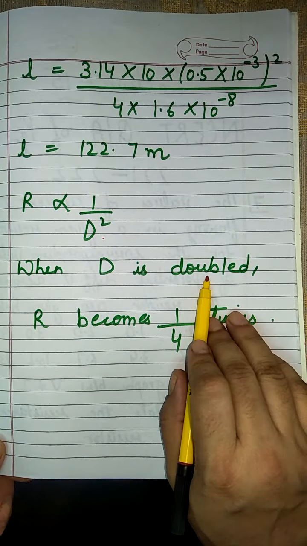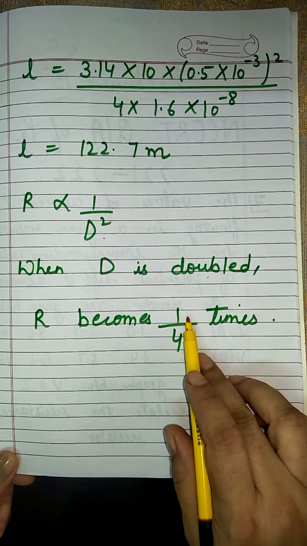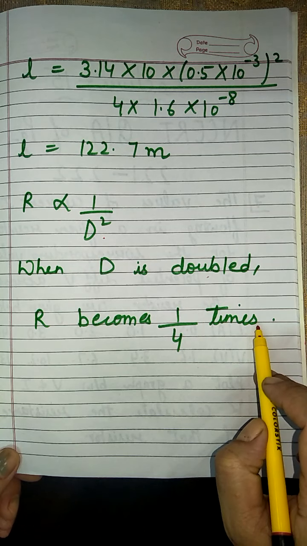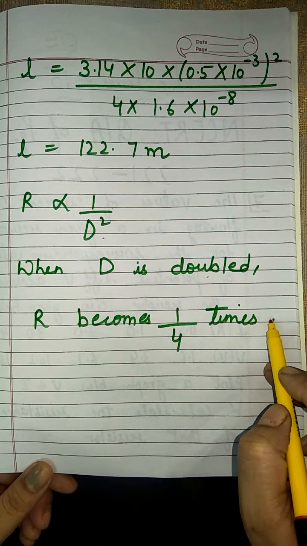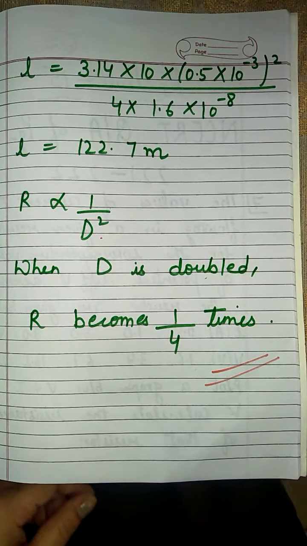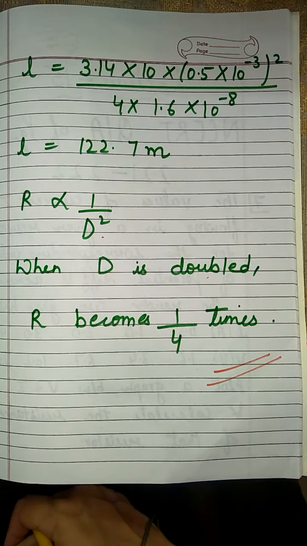Another thing, as we know that resistance is inversely proportional to the square of the diameter. So if diameter will be doubled, resistance will become 1 upon 4 times. I hope this thing is clear to you. Fine. So up to here, I hope the lecture is clear to you.